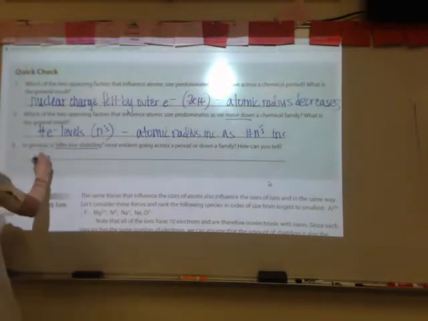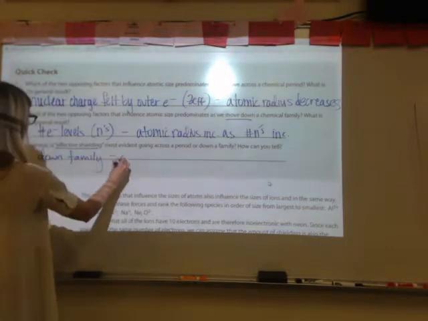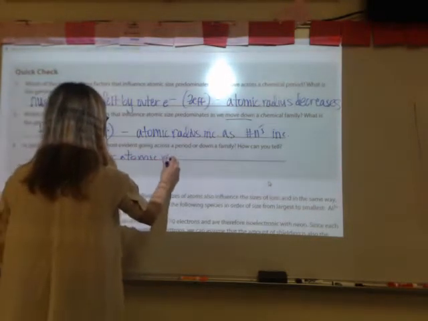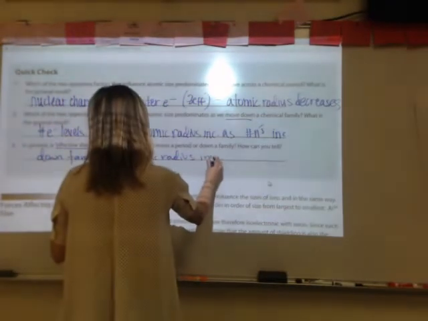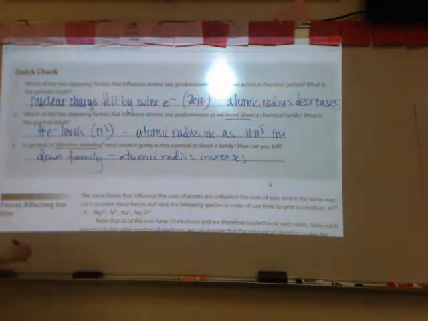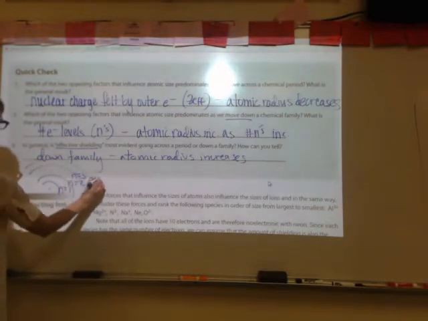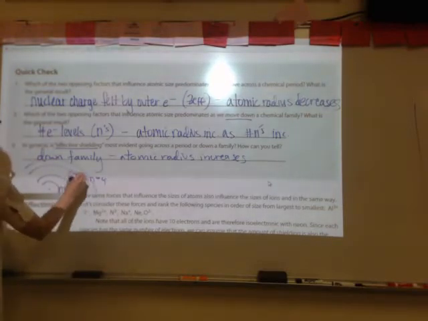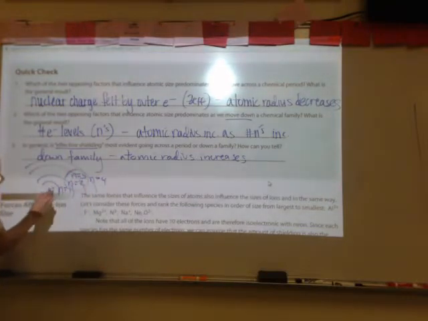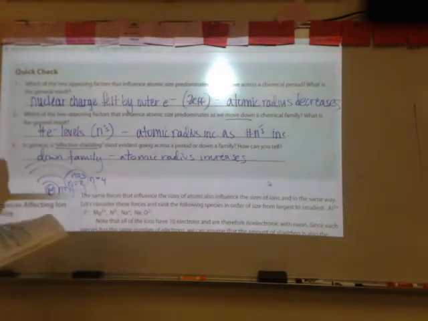Number three, in general, is effective shielding most evident going across a period or down a family? How can you tell? This would be down a family. And that's because the atomic radius increases as I go down the group. And you've got your energy levels, your different n's, right? These are going to prevent the electrons in the outermost shell from experiencing the positive charge of the nucleus because they're kind of blocking that positive charge.